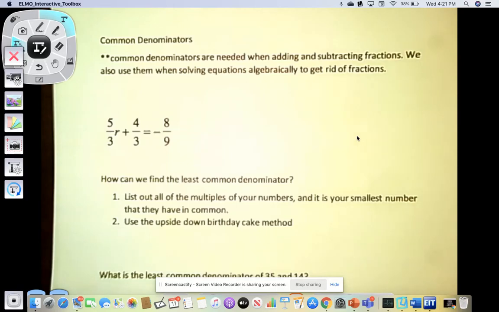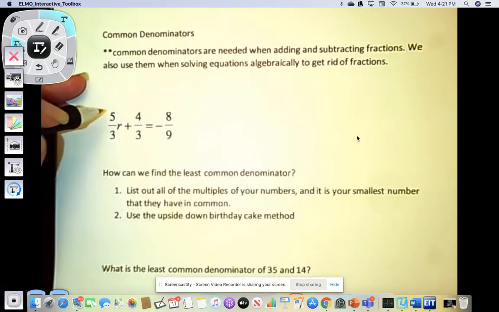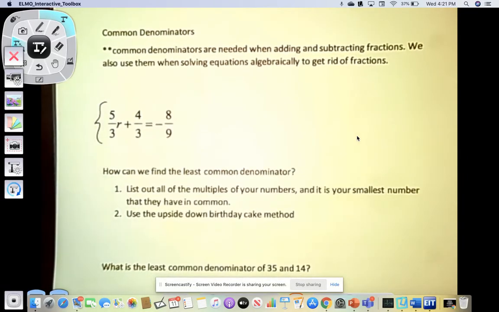Talking about common denominators today. So common denominators are needed when you're adding or subtracting fractions. That's when you've used them before, but we also use them when we're solving equations algebraically to get rid of fractions. We would not want to deal with the fractions in this equation because it's much harder to deal with fractions than it is to just get rid of them. In order to get rid of them, you have to know how to use a common denominator. So that's what today's lesson is, and I'm going to apply it to this in the end when we're done.